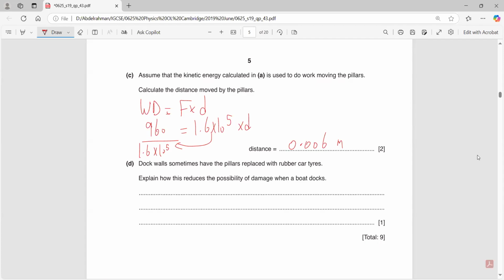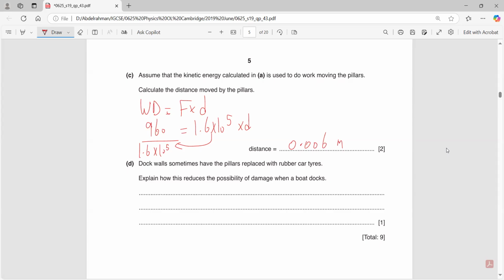The dock walls sometimes have the pillars replaced with rubber car tires. Explain how this reduces the possibility of damage when a boat docks. It definitely reduces the damage when a boat docks.